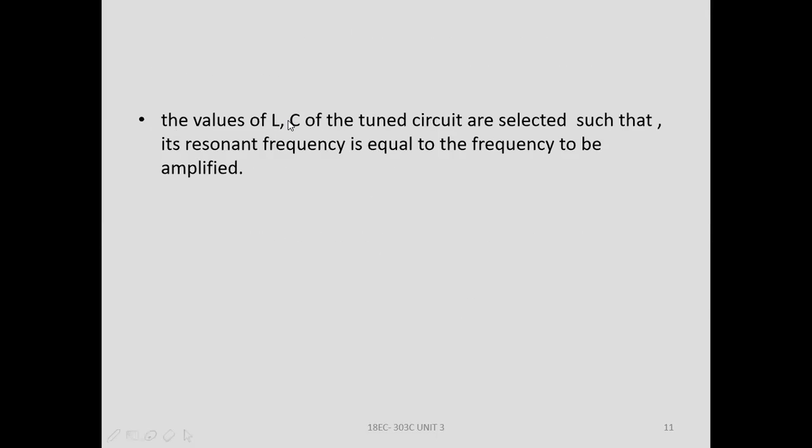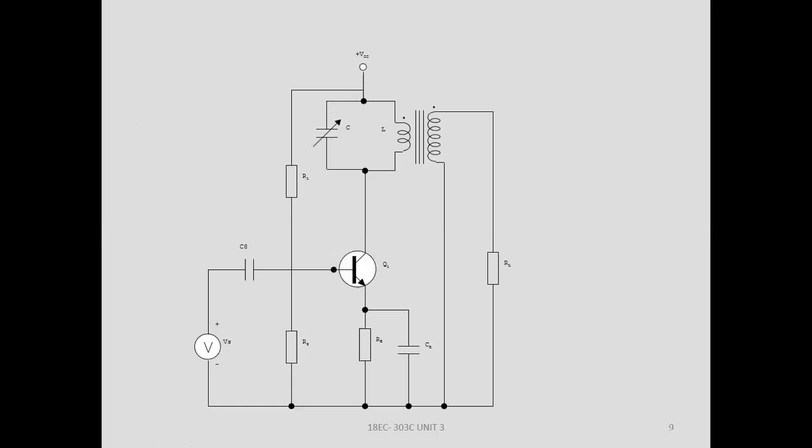Suppose we need to select a particular frequency. This frequency should be equal to the resonant frequency of the tank circuit. So by varying the value of the capacitor, you see here in this tank circuit, C is a variable capacitor. By varying the capacitance value, we will select the required frequency. That means the circuit will be at a resonant frequency, and that resonant frequency is equal to whatever selective frequency we require.